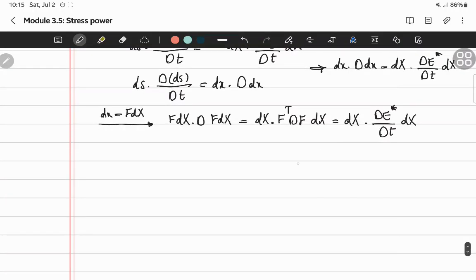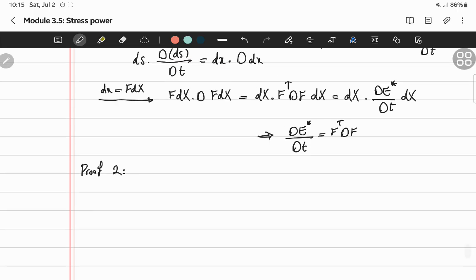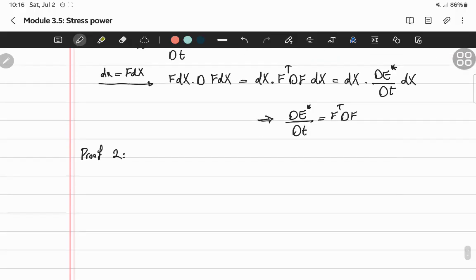Therefore, if we compare these two, you can see that d e star dt is f transpose df. But I guess that the second proof is way better than the first one. It's quite straightforward, and you don't need to memorize or derive any other equations here, because this is somehow very tricky and it doesn't just stick in your mind.